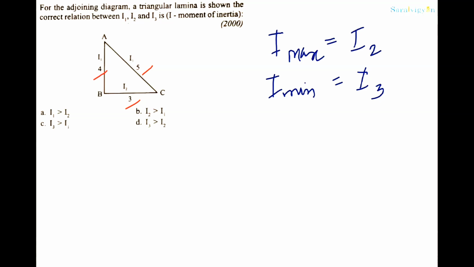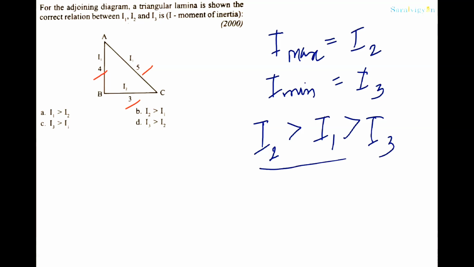With this we can get the relation, that is I2 will be greater than I1, which will be greater than I3, because this is the minimum. We can check the options. Here there is I1 greater than I2, which is not right. I2 greater than I1, which we can get from the answer. So the answer is B.